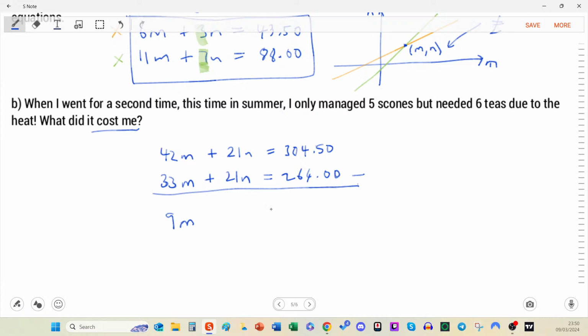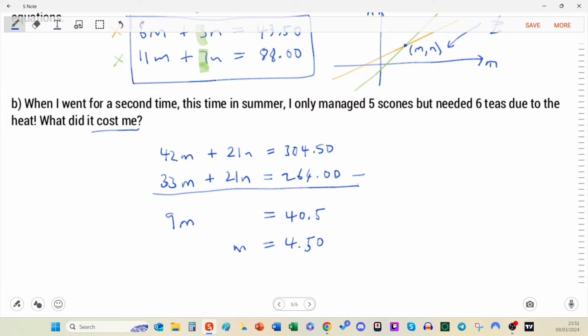21, take away 21, that's 0. We just leave that. And 304.5, take away 264, is 40.5. Lovely. So m equals, nobody said this was a very cheap place to go, but we divide it by 9, we get £4.50 for a scone. It's one of those luxurious places.